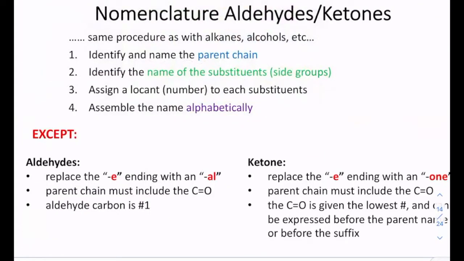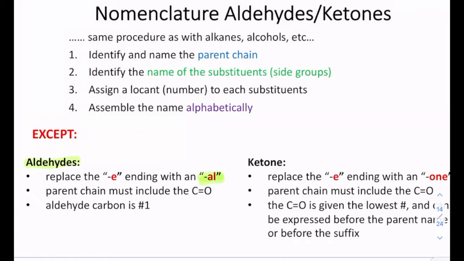And if we're going to name aldehydes and ketones, some of the things are exactly the same. We find the parent chain, we name the substituents, we look at the locant of the substituents, and then we put everything together alphabetically. The only thing we need to worry about with ketones and aldehydes is that for aldehydes, we take the E off the ANE ending and put in AL. Do not get this mixed up with alcohol, which is OL. Aldehydes are AL. Secondly, the parent chain must include the carbonyl group.